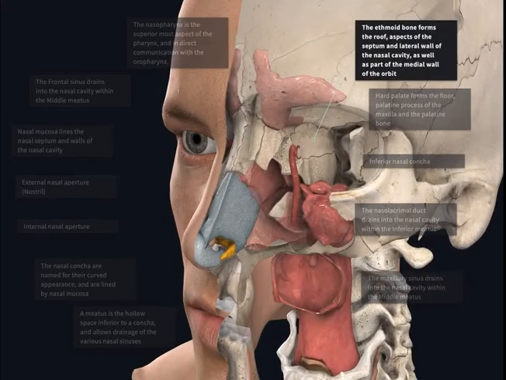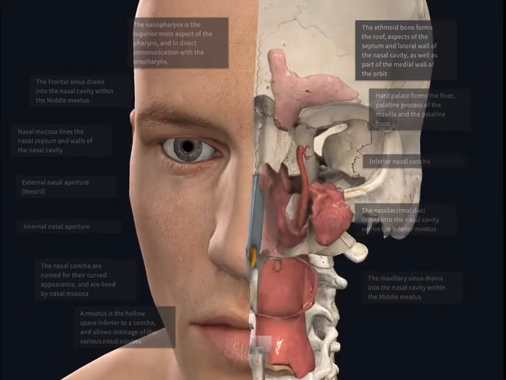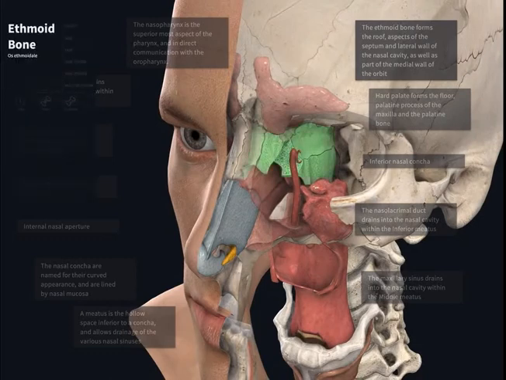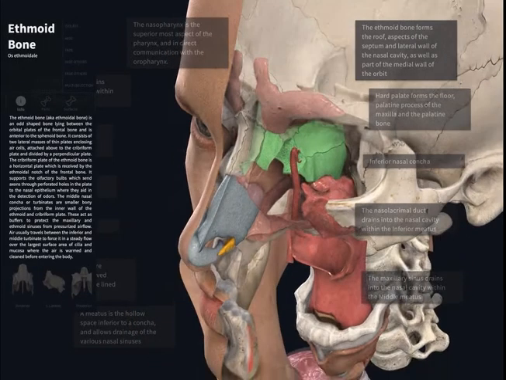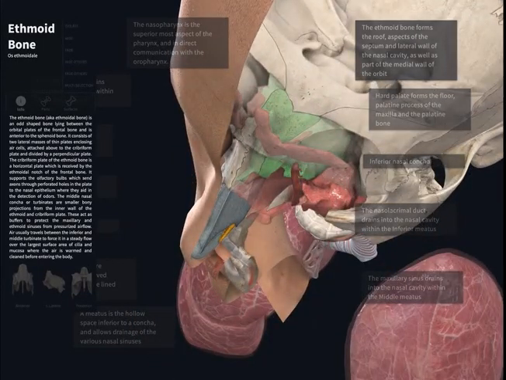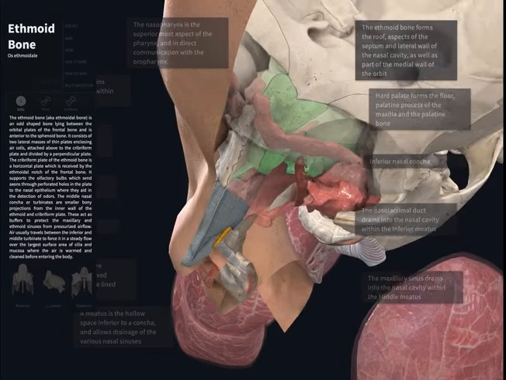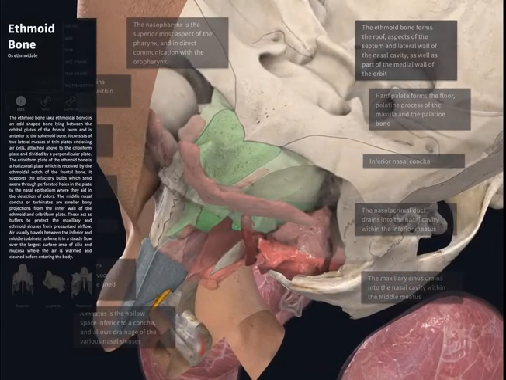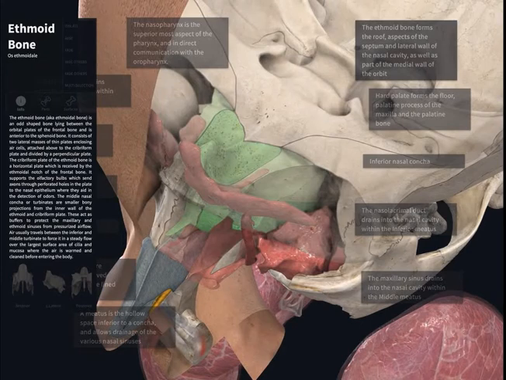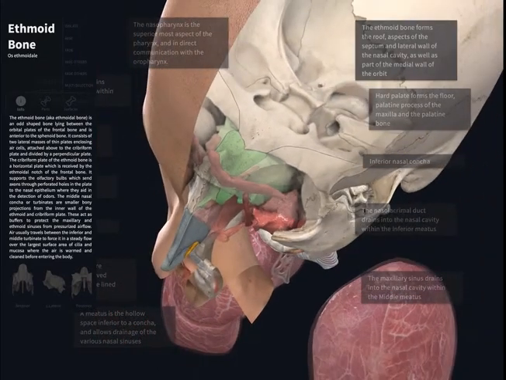Superiorly, the ethmoid bone is going to form the roof as well as aspects of the nasal septum from its perpendicular plate and the lateral wall of the nasal cavity. It's also going to form part of the medial wall of the orbit like we can see here. So this small irregular shaped bone is positioned within the midline of our head, and it's going to have openings to allow for those olfactory nerves to descend down into the superior aspect of the nasal mucosa.